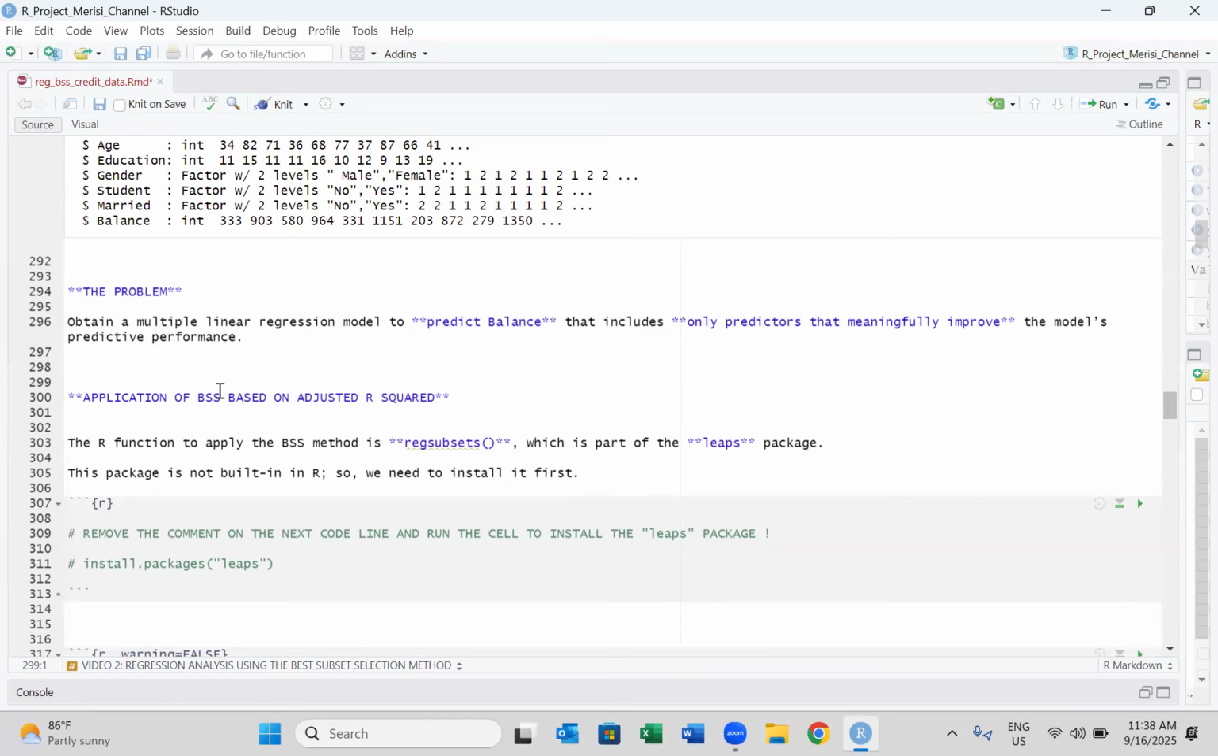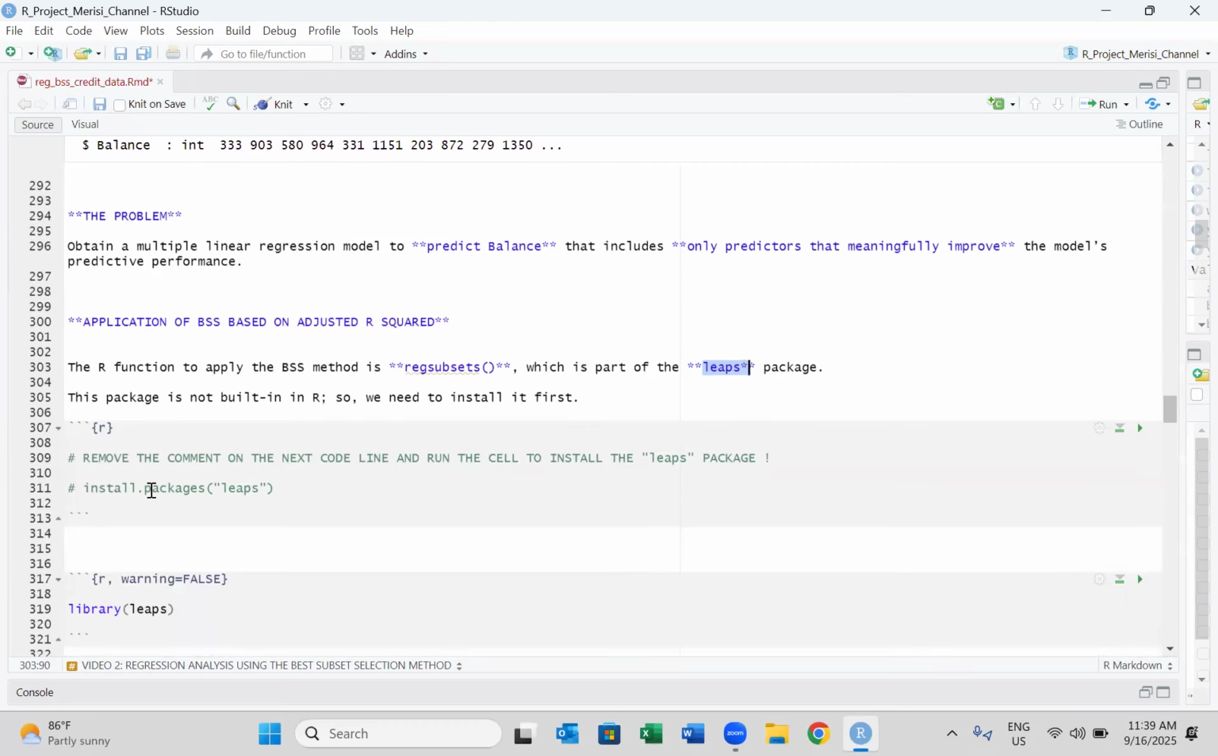To apply the best subset selection method in R, we can use this function, regsubsets. Now, this function is part of the leaps package. The leaps package is an external package, so to use it, we need to install it. That's what I'm doing in this code cell. I'm installing the package. I already did, so I'm not going to install it again.